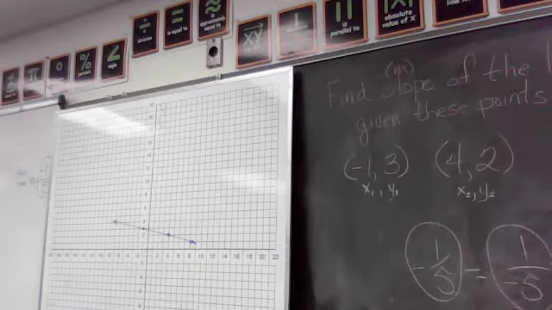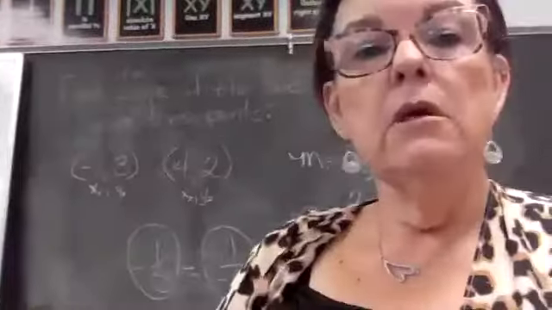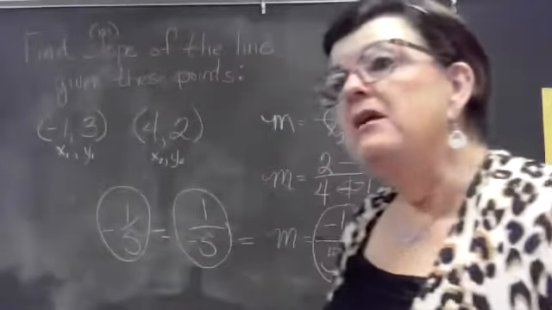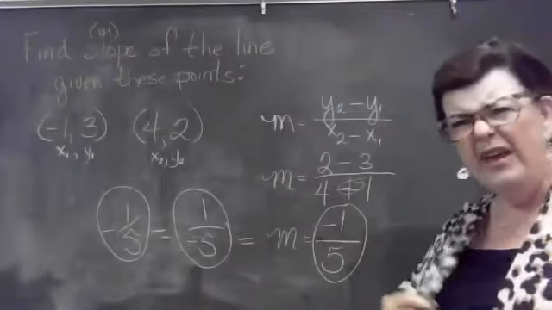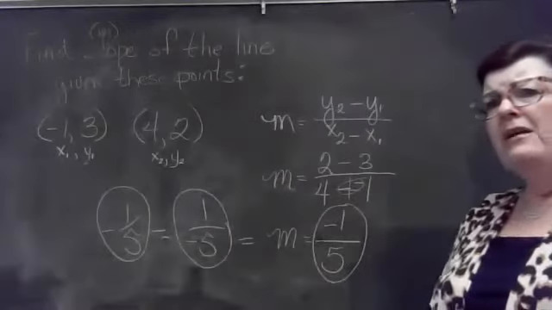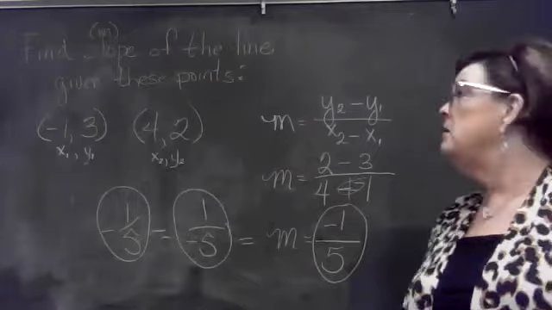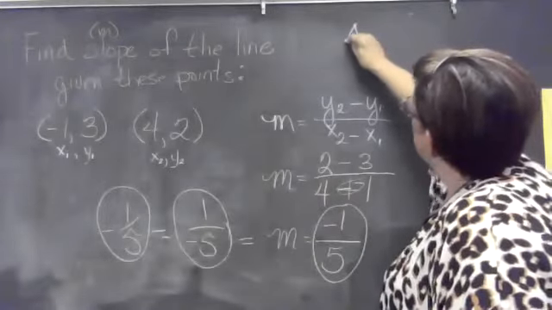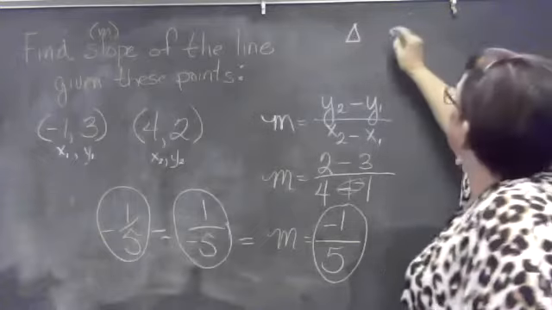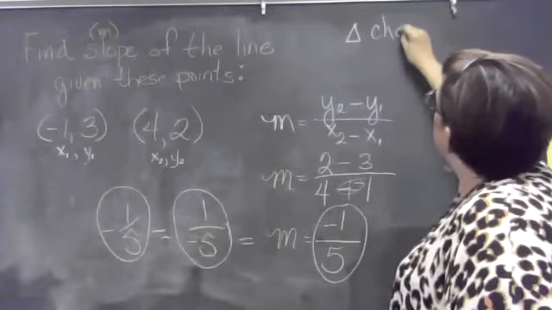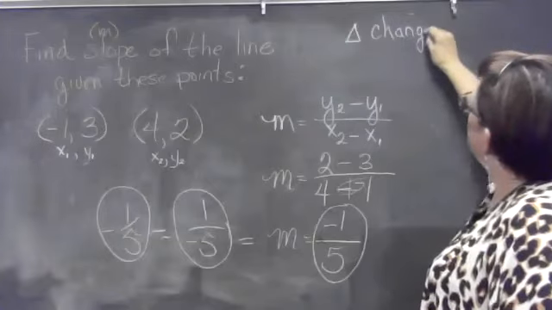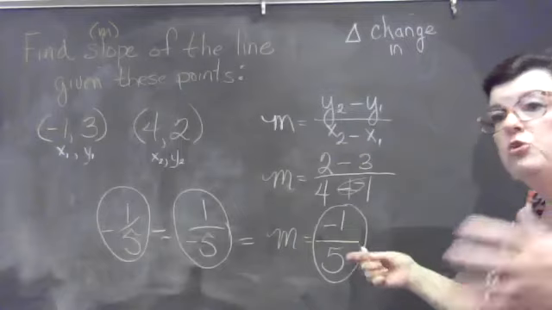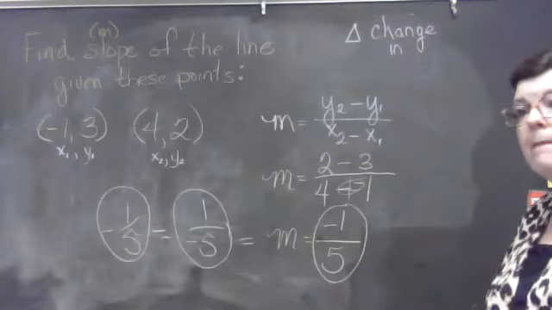On the next page, the very next page, it gives another formula that uses triangles. And triangles are kind of confusing the first time you look at it. But believe it or not, the triangle, in this case, simply is a shortcut for the change in, okay? It means the change between two things, okay?